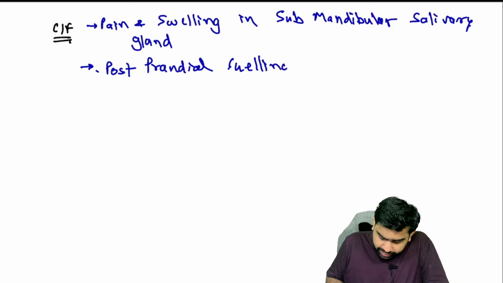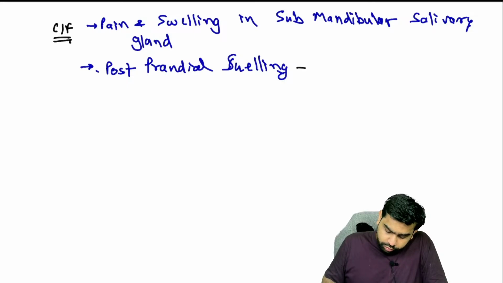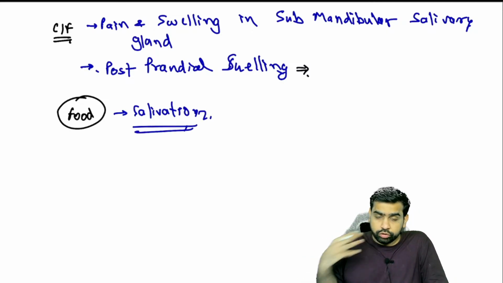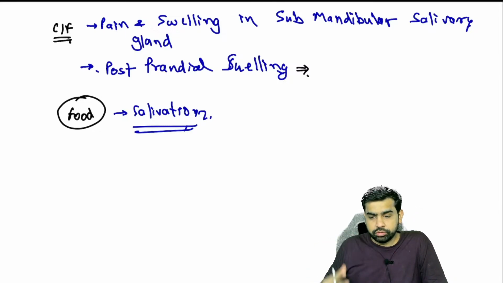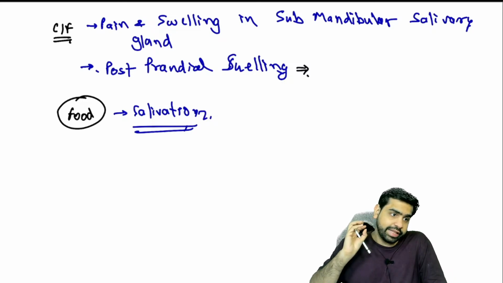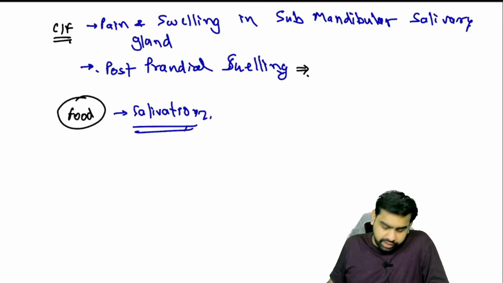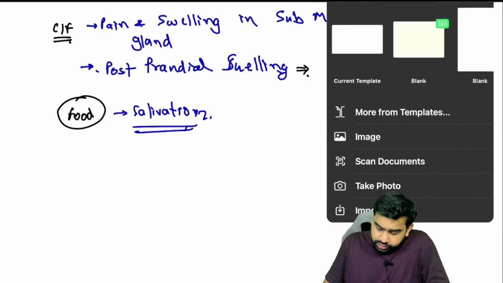What do you understand by postprandial swelling? Postprandial swelling basically means swelling after you have eaten food. When we eat food, there is salivation, and if the saliva is not able to come out, it is going to get accumulated over here, and there's going to be the postprandial swelling. So after you have eaten the food, there's going to be swelling and pain in this particular place. That's what you need to understand. Pain is aggravated by spicy food or by food. That's fine.